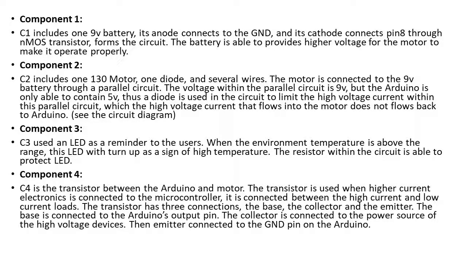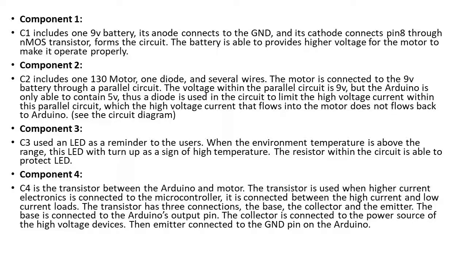Component 2 includes one motor and one diode. The motor is connected to the 9V battery through a parallel circuit. The voltage within the parallel circuit is 9V, but the Arduino is only able to handle 5V. Thus, the diode is used in the circuit to limit the high voltage current within the parallel circuit, so that the high voltage current that flows into the motor does not flow back to the Arduino.